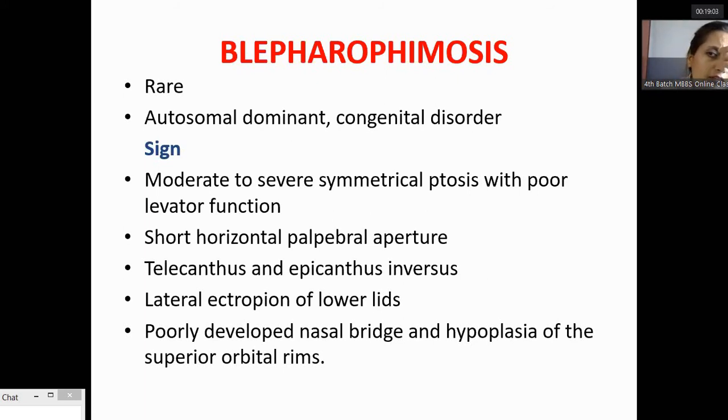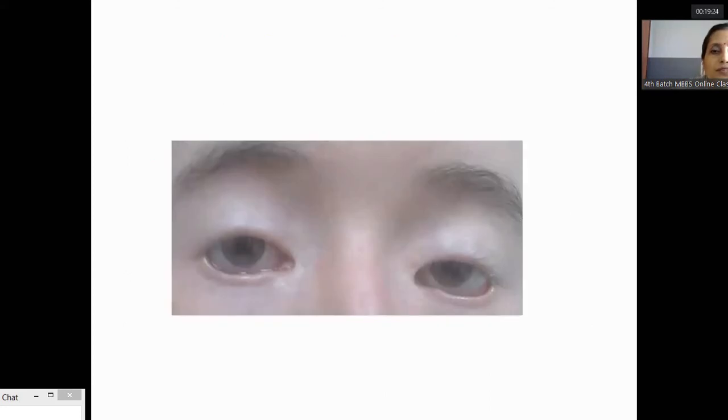Telecanthus or epicanthus inversus means the medial distance is wide, and lateral ectropion is there in the lower lid. So you will see the ectropion in the lower lid, a poorly developed nasal bridge, and hypoplasia of the superior orbital rim. In this picture, you can see the telecanthus, the epicanthus, lateral ectropion, and this aperture is also short.